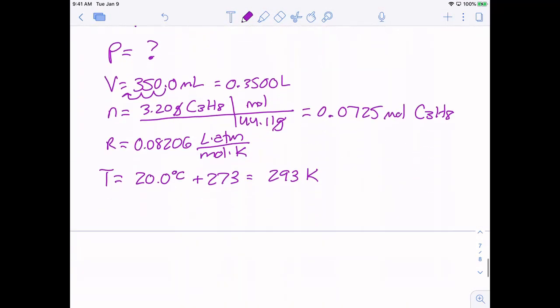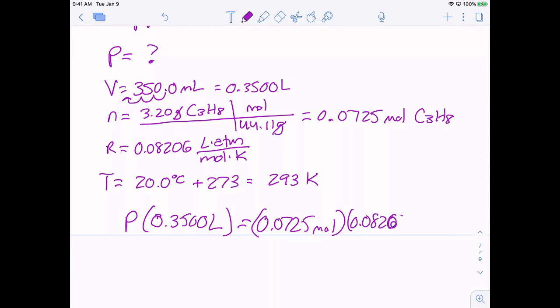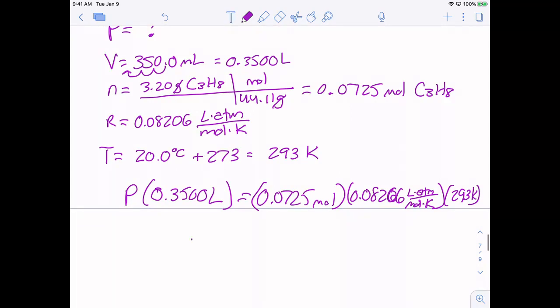So pressure is my unknown, my volume, 0.3500 liters. That's equal to my number of moles, 0.0725. Multiply by my gas constant, I'm going to run out of room here, 0.082006 liters atmospheres per mole Kelvin, I'm going to write it really teeny, and then PV equals nRT. We need to put our temperature in here, 293 Kelvin, kind of fit, and then solve for P. So just a little bit of algebra.